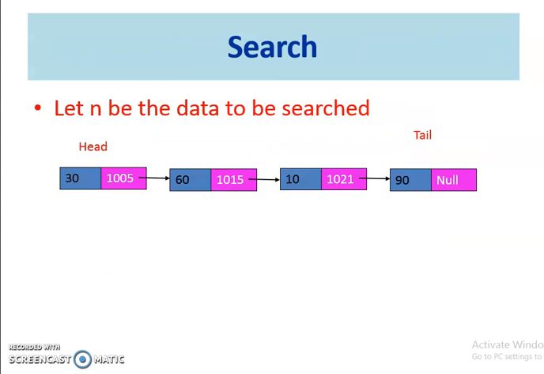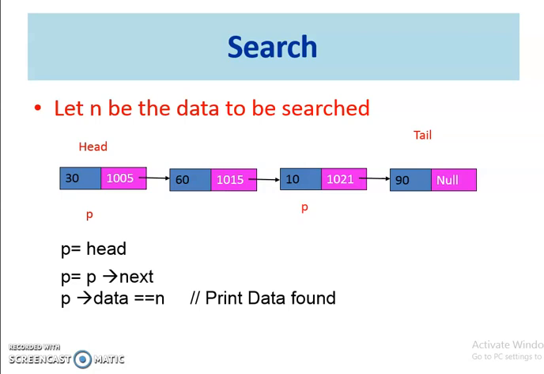Let us see how to perform the search operation in the list. Let n be the data to be searched. Consider a pointer P pointing initially to the head node. This pointer has to traverse through the list until it finds the data element given. Once the data is found, it will print the data found, else it traverses through the list until the tail.